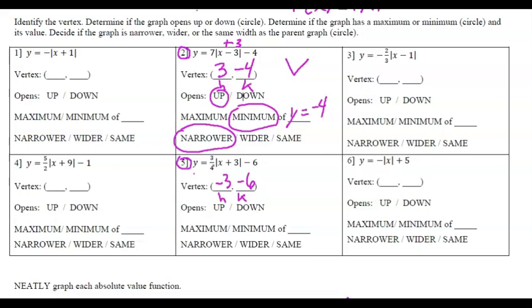A is positive, so it's going to open up. Your graph will look like this. You'll have a minimum. Your minimum value is at y equals -6. Since 3/4 is smaller than 1, it will be wider. It's a vertical shrink, a vertical compression.